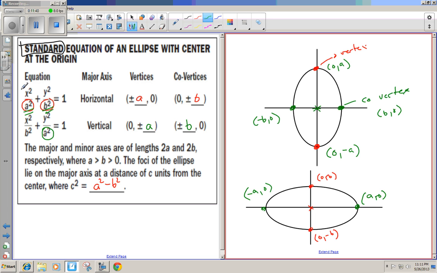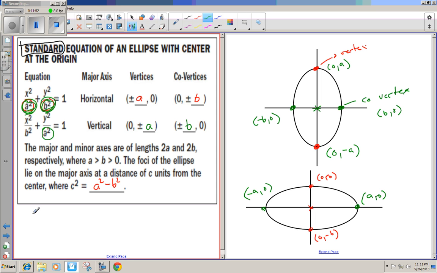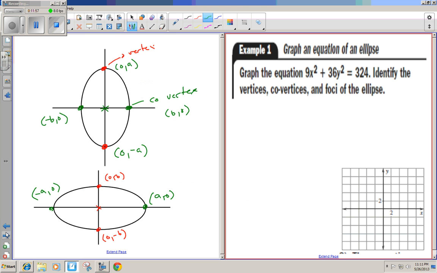That's how you get the equation. Look, x squared, y squared. All you're looking for is the distance from the origin to the vertex and the distance from the origin to the co-vertex. So you're going to probably end up using the equation twice. So here's our first example. And I apologize, this video is going to take a little longer than the last one.